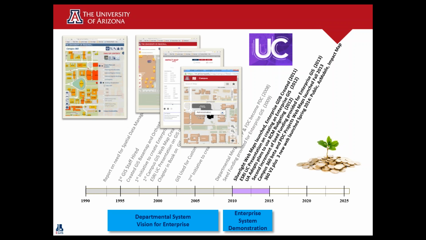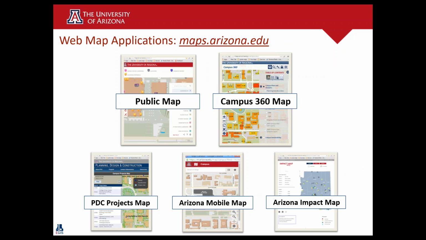And then during the spring of 2014, within about a month of each other, we successfully launched a full release of Campus 360 along with 3 additional maps: the U of A main public map, the Arizona mobile map, and the U of A impact map, which we'll talk a little bit more about later. And for the GIS program, at this point, this was like hitting a grand slam with all of these maps coming out at once. This shows a little bit on these maps, and we just wanted to point to where you can go take a look at these if you like at maps.arizona.edu. All of these maps are linked.